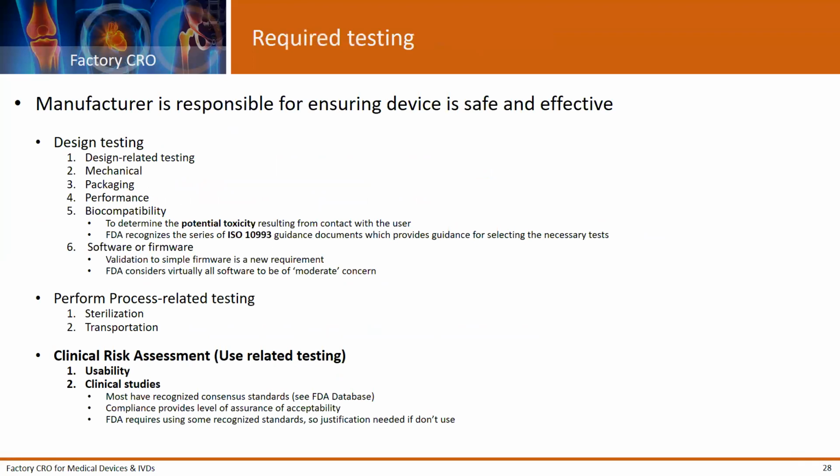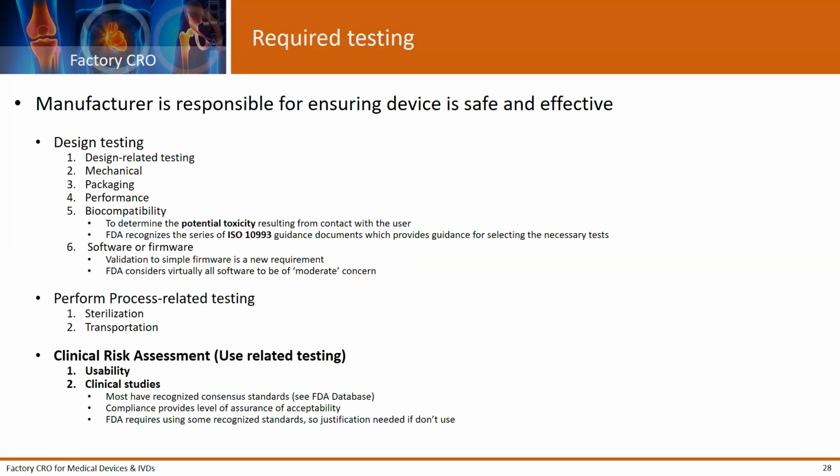What is required in terms of data or testing? A manufacturer is responsible for ensuring a device is safe and effective. So you should perform design testing, mechanical testing, packaging, performance testing, and biocompatibility testing to determine the potential toxicity. And the FDA recognizes the series of ISO standards, 10993, as guidance documents that provide you guidance for selecting the required testing.